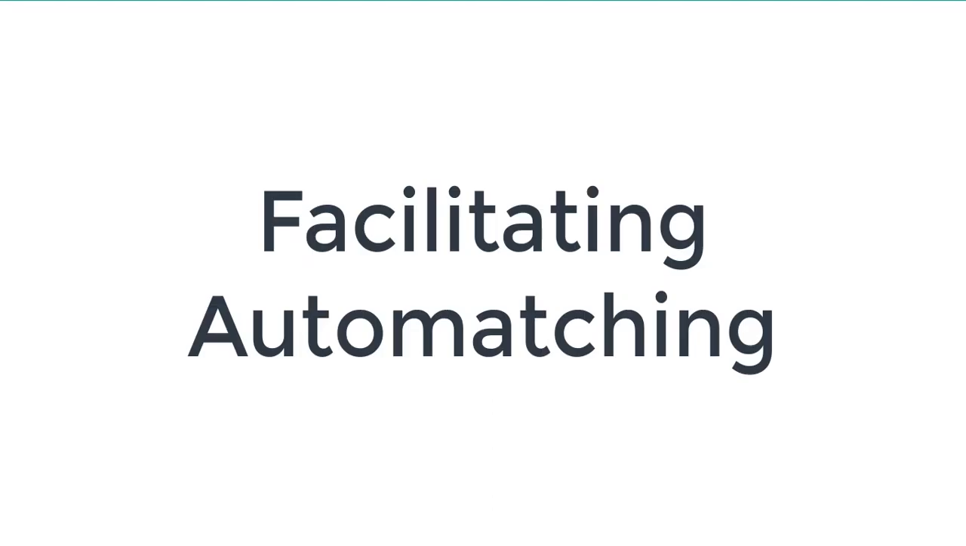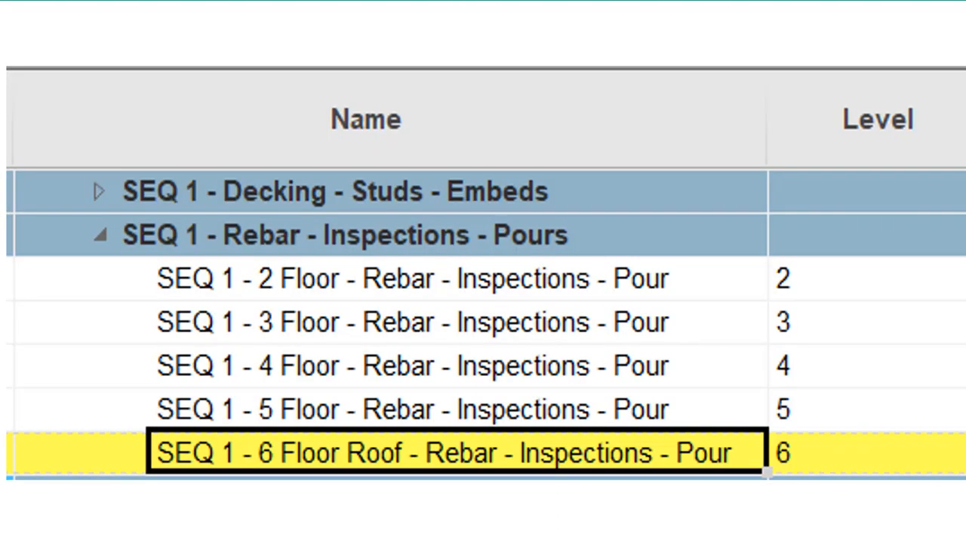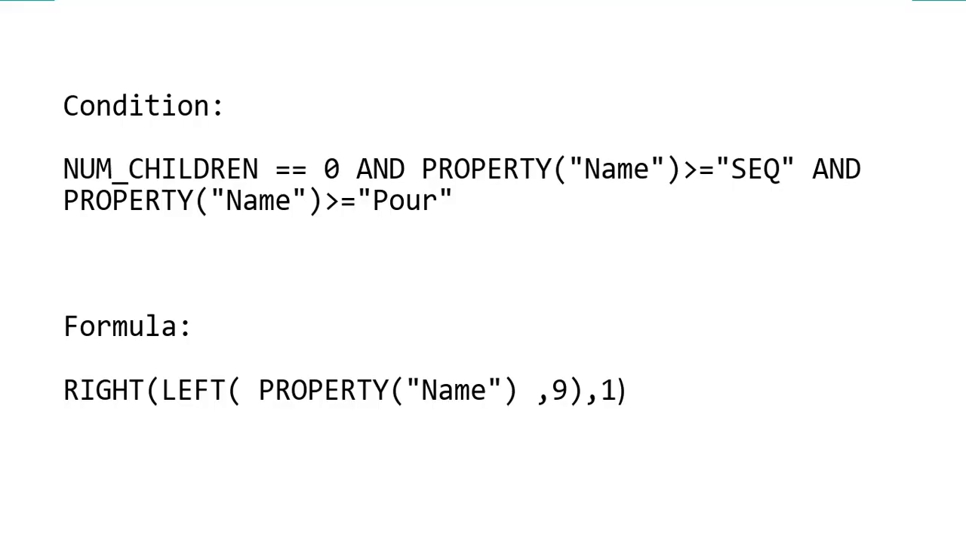Now, we will go over some examples in order to demonstrate how you can use the formula editor for auto-matching, progress tracking, and quantity tracking. The first example will demonstrate how to use the formula editor for facilitating auto-matching by extracting level and sequence information from task names and model data. Here, you can see that a task user field named level was created that has the level the concrete pour will take place on. This was done with the following condition and formula.